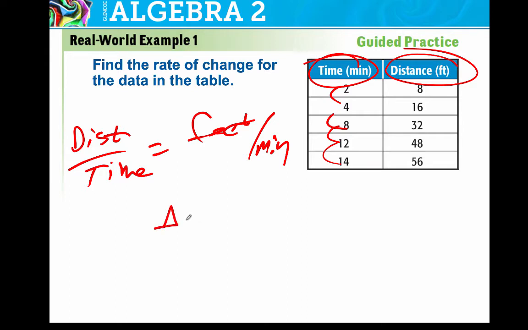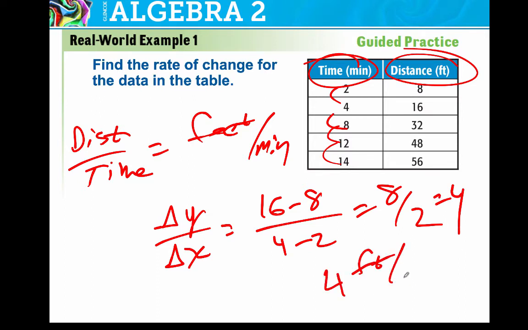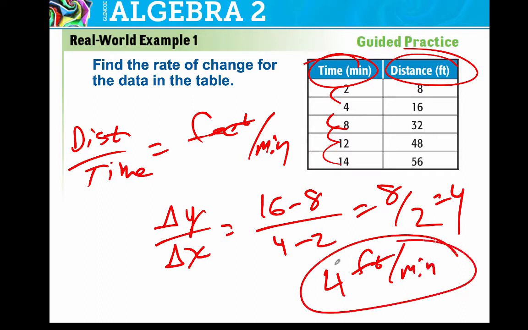Change in y, or distance over change in x. I'm going to do 16 minus 8 over 4 minus 2. I get 8 over 2. I get 4 feet per minute. We're moving 4 feet per minute.